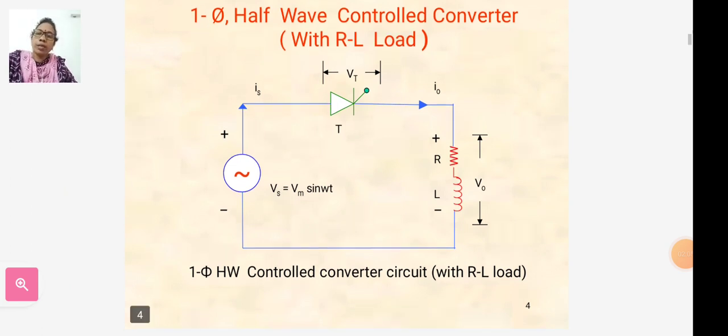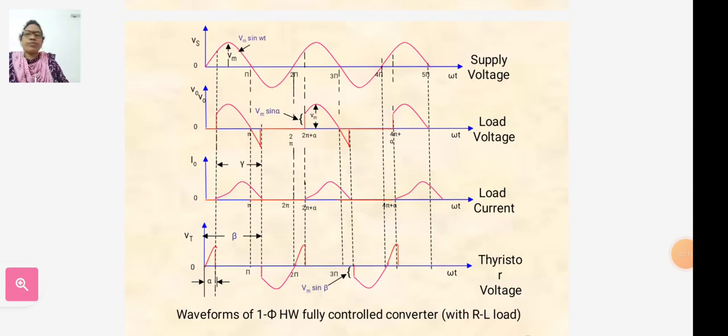These are the waveforms for the single phase half wave controlled converter using RL load. During the positive half cycle of the input voltage, the thyristor anode is positive with respect to its cathode. Hence the thyristor is said to be forward biased. When the thyristor is triggered at some delay angle omega t equal to alpha, the thyristor starts conducting and full voltage appears across the load as output voltage V0. But the inductance L forces the load current I0 to rise gradually. After some time, I0 reaches its maximum value and then begins to decrease.